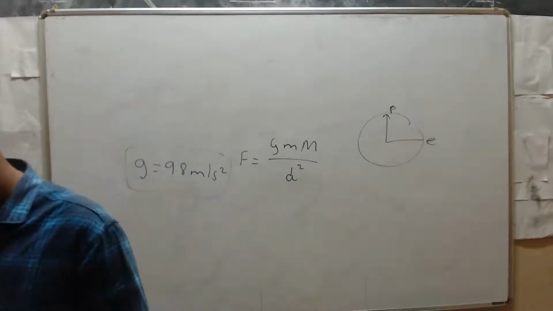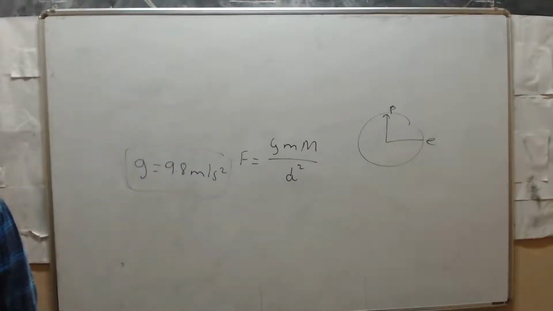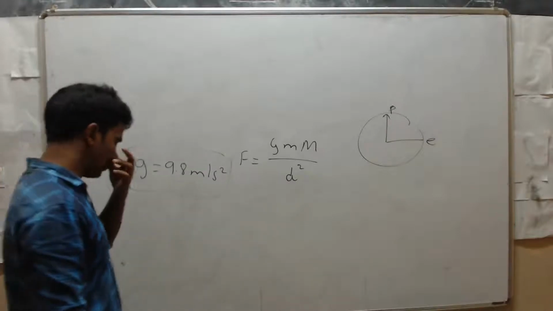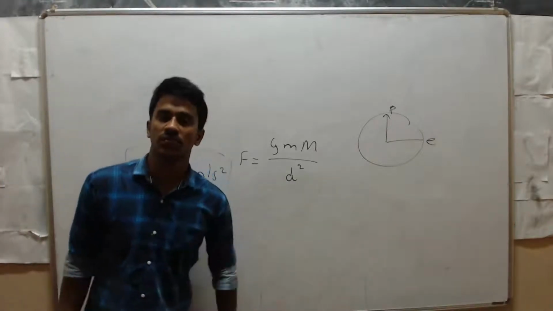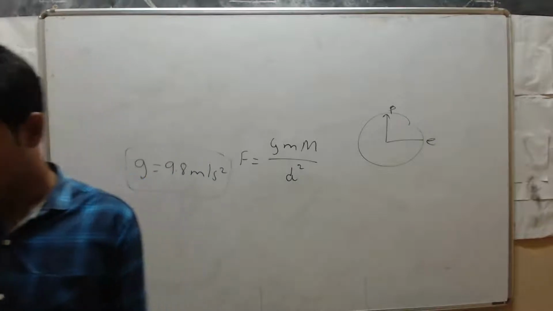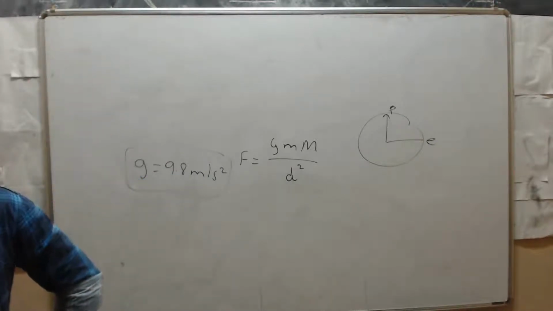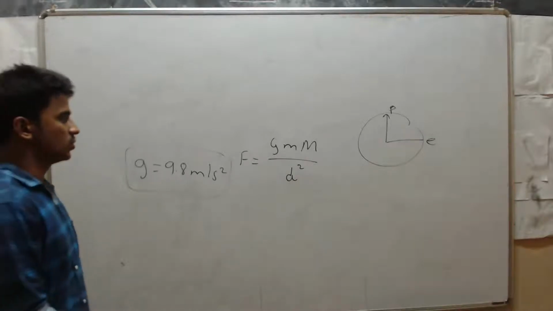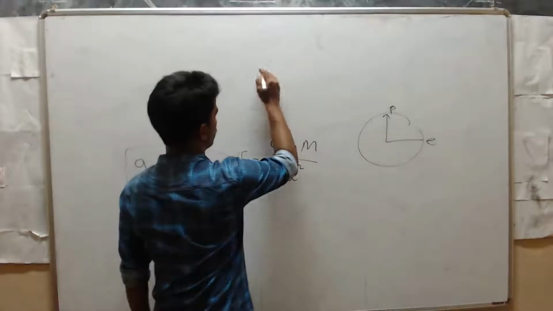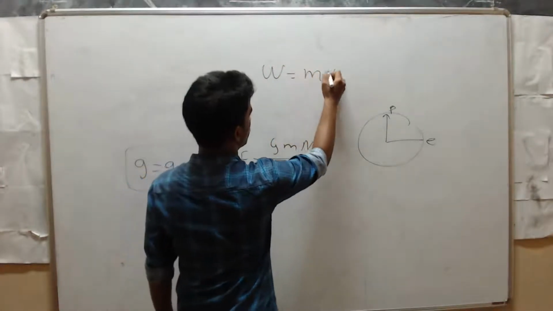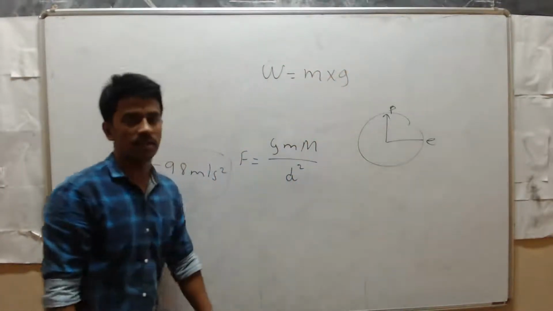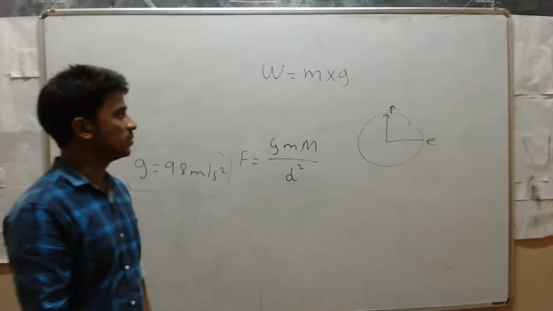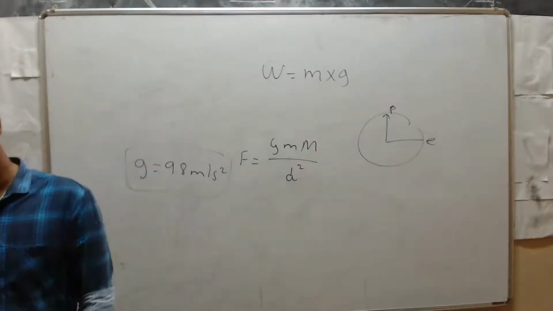Next, the weight of a body is the force with which the earth attracts it. Okay, so we had studied the meaning of weight. Weight means it is the force of attraction between the body and the earth. Next, the weight is equal to the product of mass and acceleration due to gravity. So if you want to calculate the weight, we have to multiply the mass of an object into acceleration due to gravity. So then we can get the force of attraction between the object and the earth.